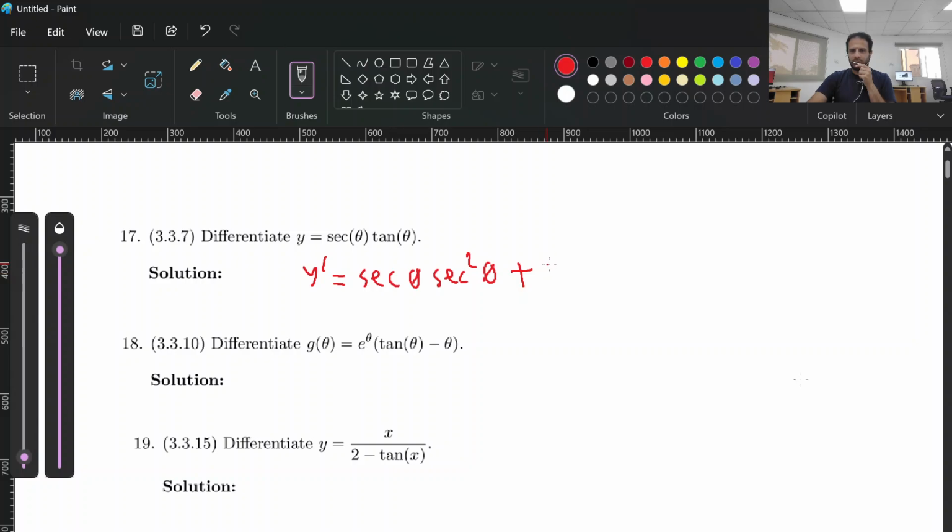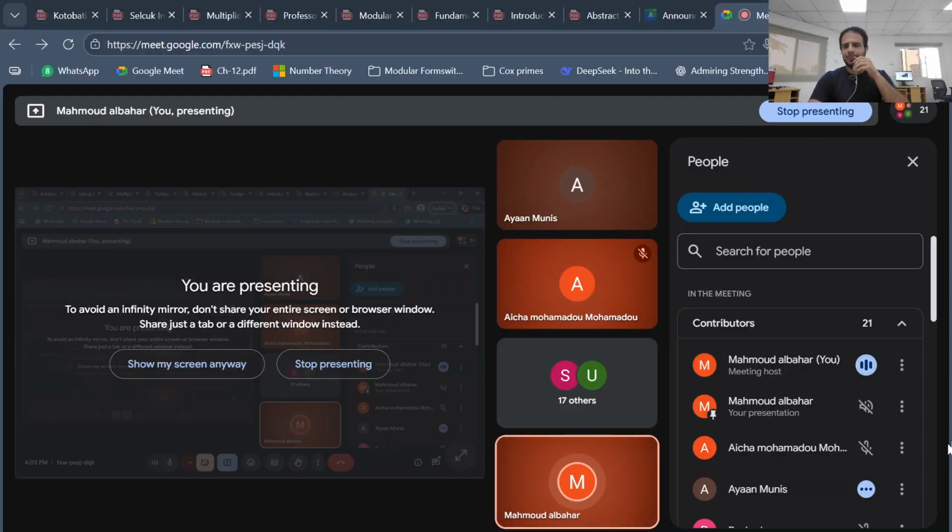Plus sec into tan square. Sec theta into tan square, because the derivative of secant theta is secant theta tan theta, and tan theta the same thing. Tan theta into tan. So this becomes secant cubed theta plus secant theta tan squared theta. Thank you.